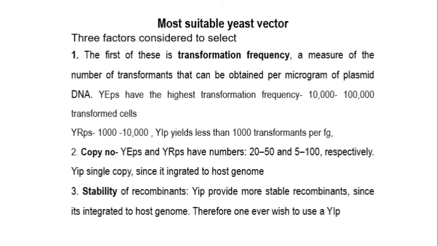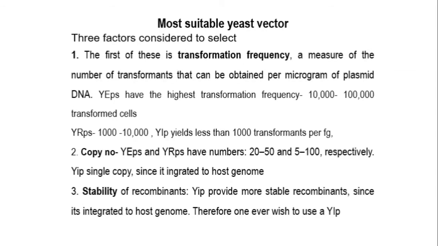The third factor is the stability of recombinants. YEP and YRP exist as independent plasmids. But YIP, the yeast integrative plasmid, will integrate directly into the host chromosome, and that is why YIP will give more stability.